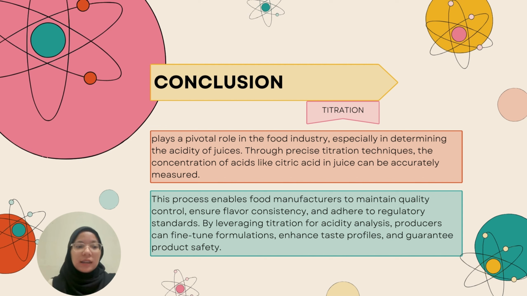Overall, titration in the acidity determination of juices is a fundamental tool in the food and beverage industry, enabling precise control over product characteristics, ensuring consistency, and ultimately delivering high-quality juices to consumers. This process enables food manufacturers to maintain quality control, ensure flavor consistency, and adhere to regulatory standards. By leveraging titration for acidity analysis, producers can fine-tune formulations, enhance taste profiles, and guarantee product safety.